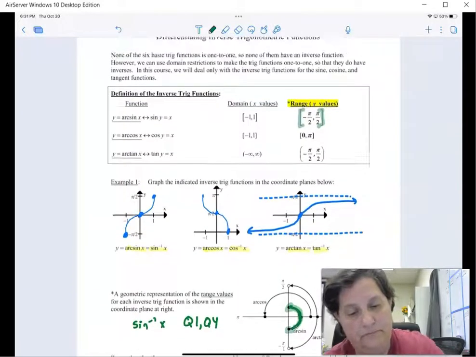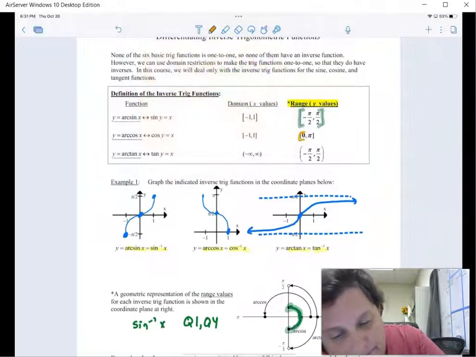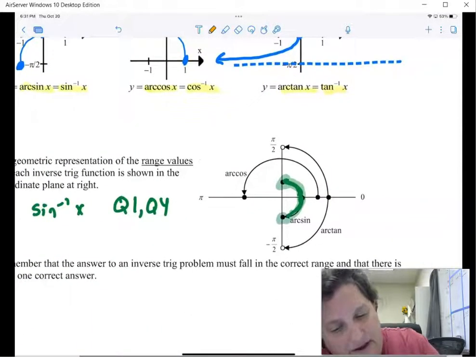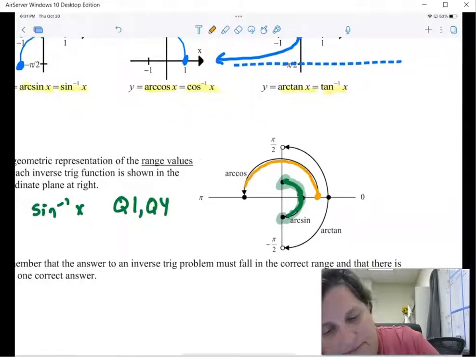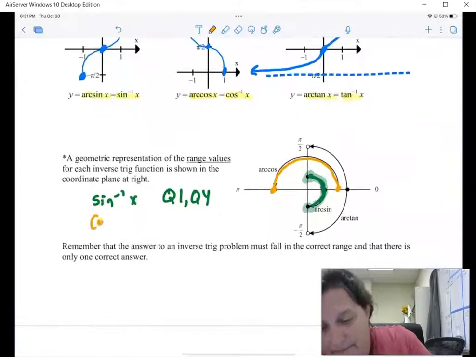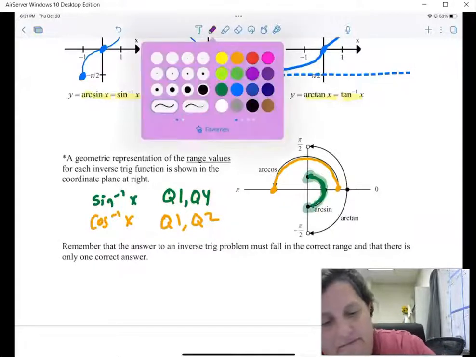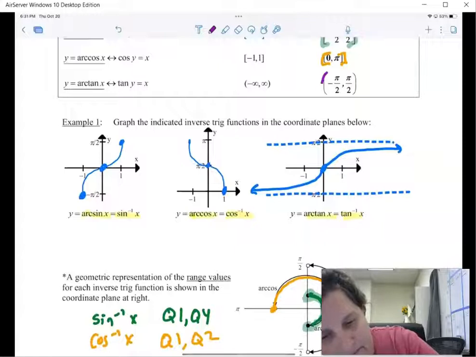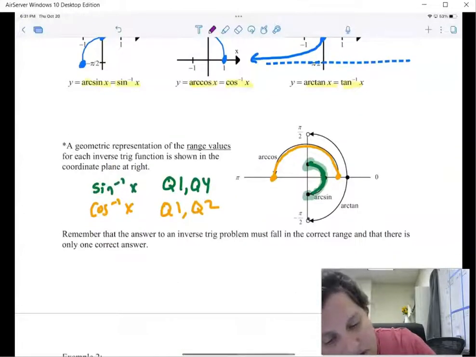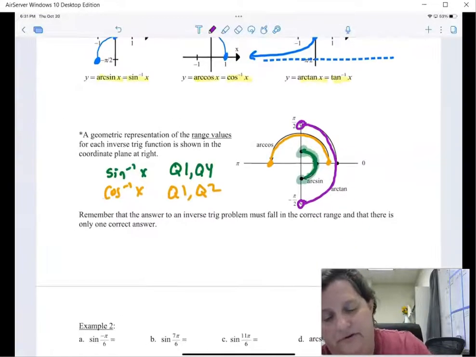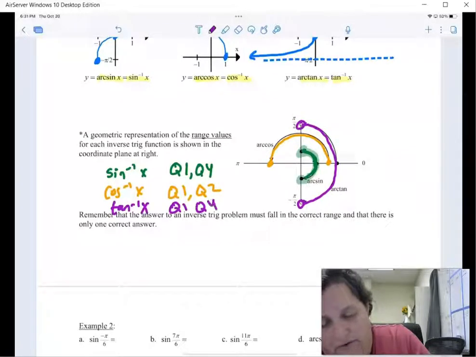All right? Inverse cosine is 0 to pi. Okay? So inverse cosine is actually 0 to pi. So that's defined in quadrant 1 and 2. That one's 0 to pi. And then inverse tan is defined also in quadrants 1 and 4. But notice it can't be at pi over 2 or negative pi over 2 because that doesn't exist. Because there are asymptotes there. So that's also quadrant 1, quadrant 4.